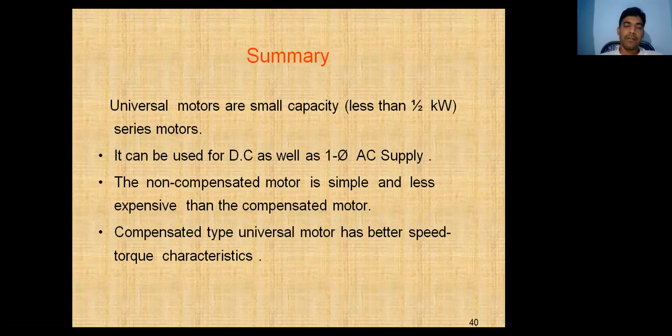Compensated type universal motor has better speed torque characteristics compared to non-compensated type motors.